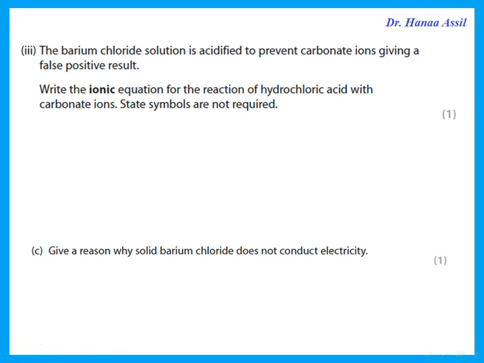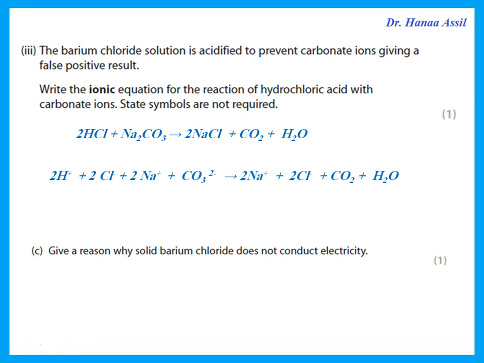Barium chloride solution is acidified to prevent carbonate ions giving a false positive result. Write the ionic equation for the reaction of hydrochloric acid with carbonate ions. Remember that if we have an acid with a carbonate, this gives me the salt plus carbon dioxide plus water. Now, how do I write ionic equations in general? We ionize whatever is aqueous. We do not ionize any gas or liquid or solid. So the HCl is ionized, sodium carbonate is ionized, sodium chloride is ionized, carbon dioxide and water is not.